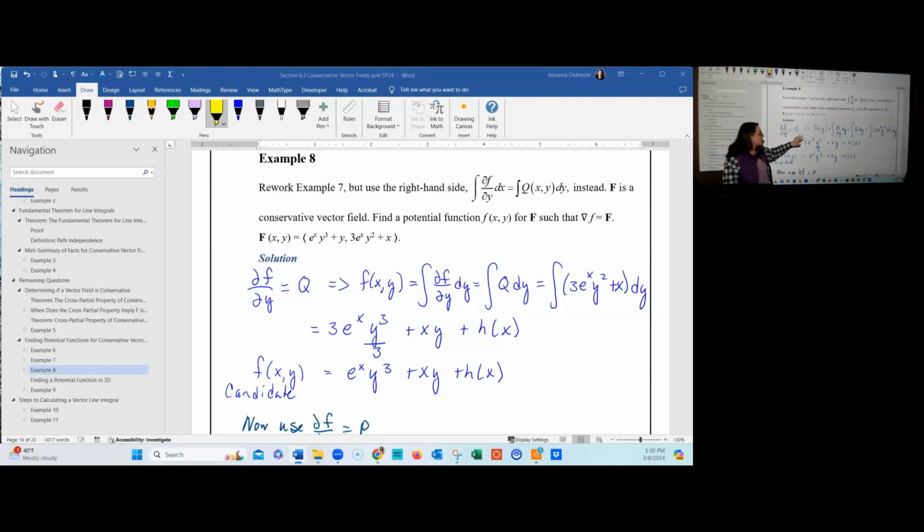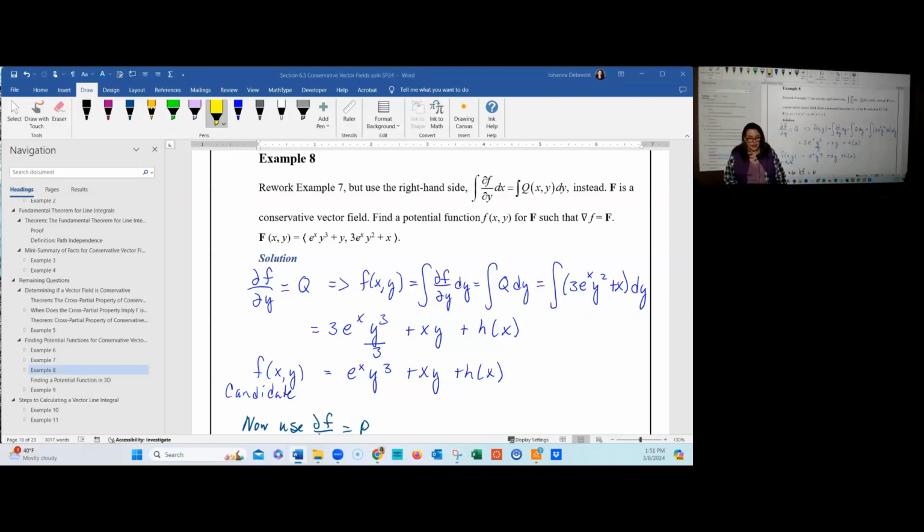In that case, we can find the potential function by integrating both sides with respect to y. This gives me the integral of q dy, or the integral of 3 e to the xy squared plus x with respect to y. Integrating y squared gives me y cubed over 3. The 3's will cancel. And integrating x, which as far as y is concerned is a constant, gives me xy. I could also have had a function of x, which becomes my constant term.